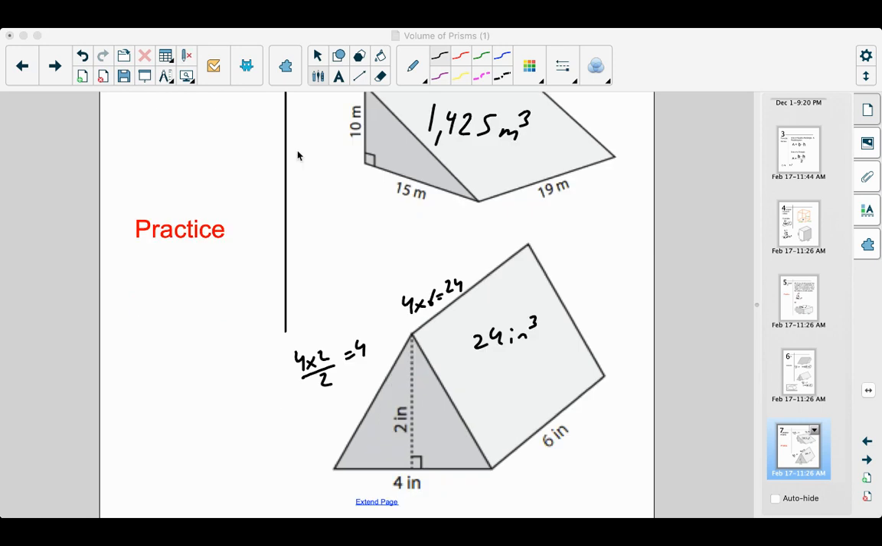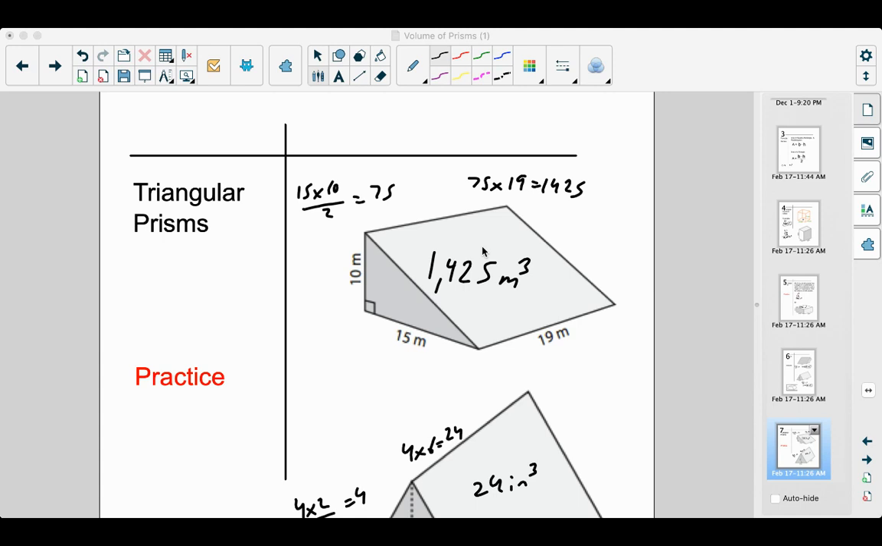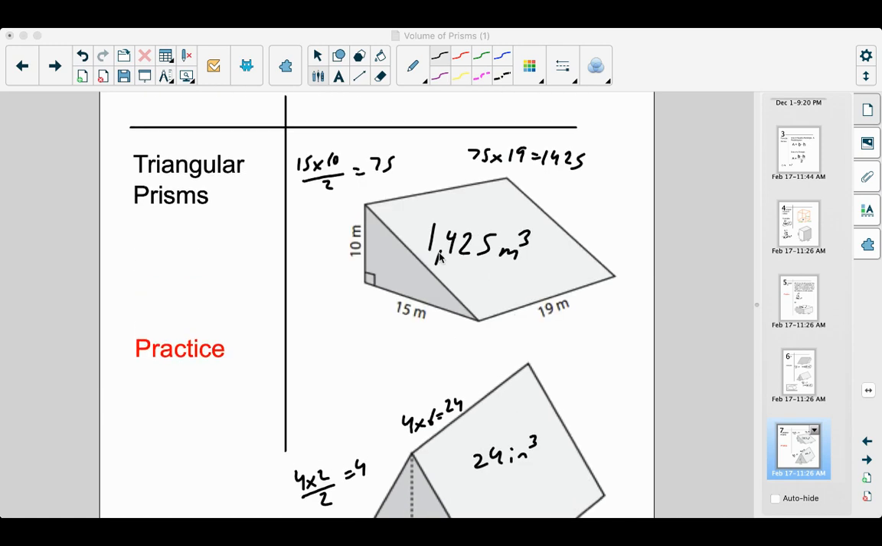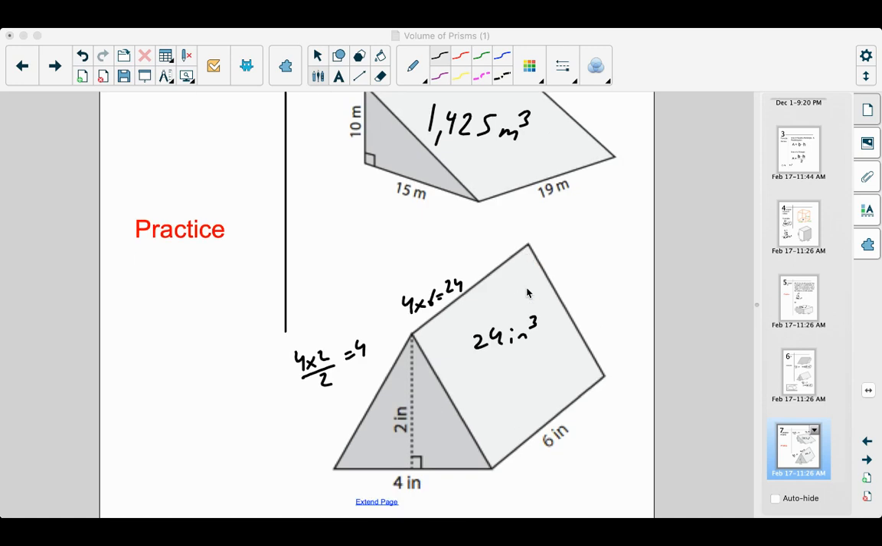All right, welcome back. Hopefully you got 1,425 meters cubed for the first one and 24 inches cubed for the second. So looking at where those come from. The base is a triangle, so 15 times 10 divided by 2 is 75. That's the area of this triangle. Multiply that area by 19, and that's what you get. Here we got 4 times 2 divided by 2 is 4. Multiply that by the height, which is 6, gives you 24. It's always just the area of the base times the height.